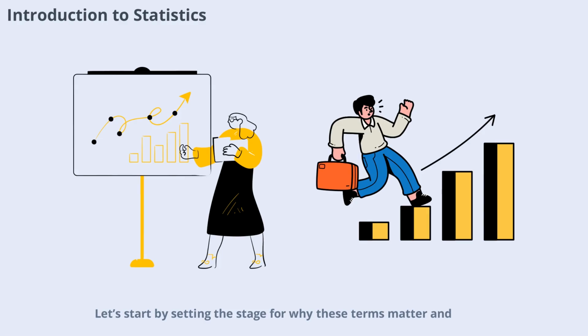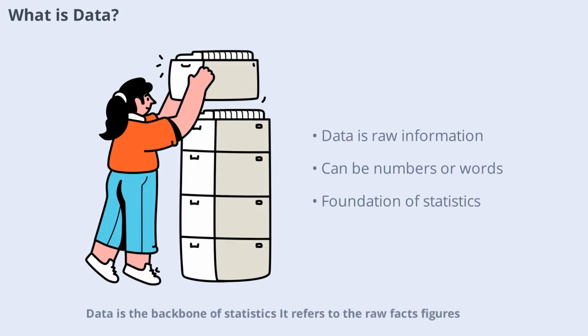Let's start by setting the stage for why these terms matter and how they help us make sense of the numbers all around us. Data is the backbone of statistics. It refers to the raw facts, figures, or information collected for analysis. Data can be numbers, words, measurements, or even observations. For example, the heights of students in a class, the number of cars passing a street, or survey responses all count as data. Understanding what data is and how it's collected is the first step in any statistical analysis. As we move forward, keep in mind that data comes in many forms and is the starting point for all the terms we'll discuss.